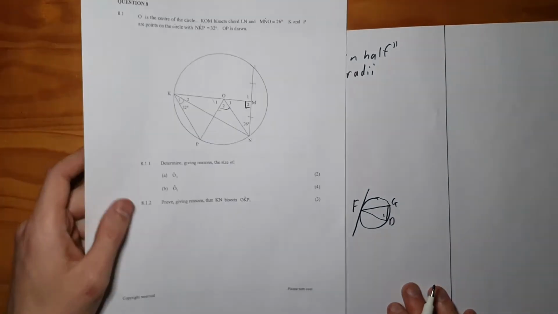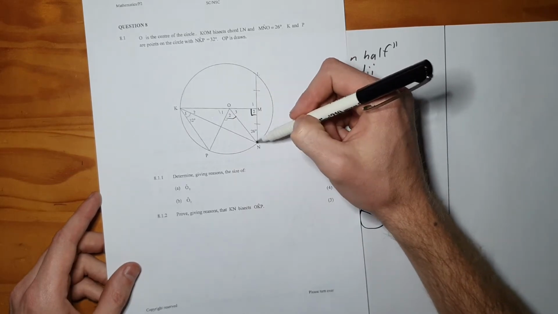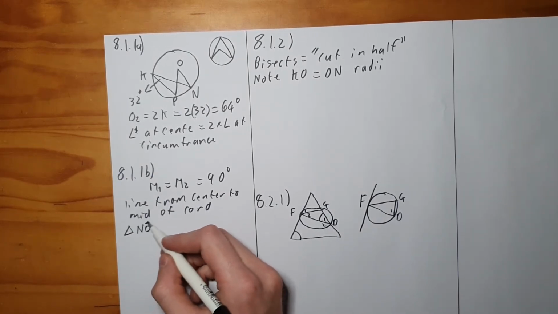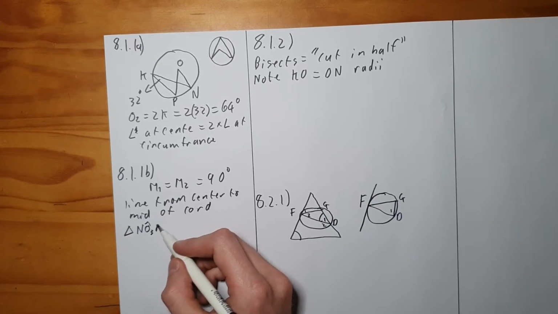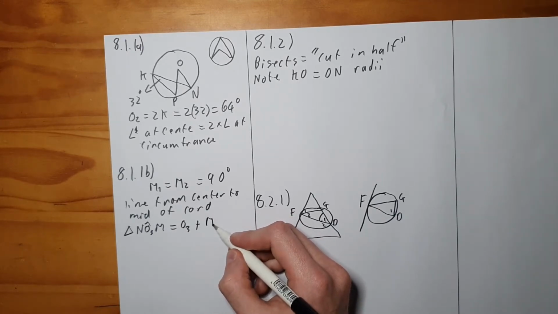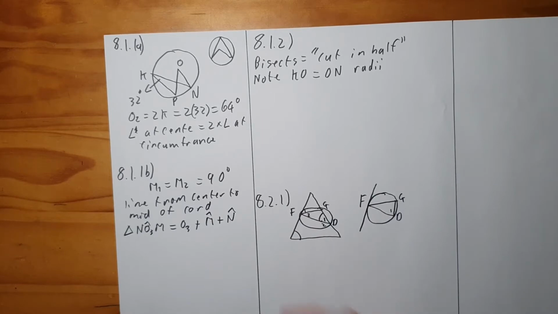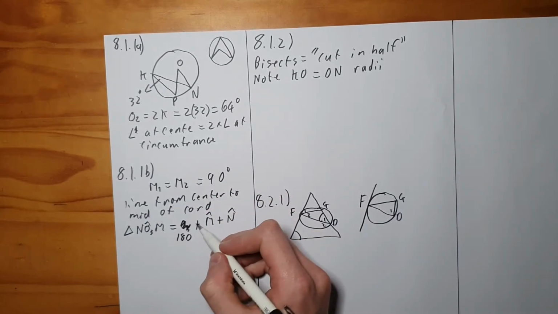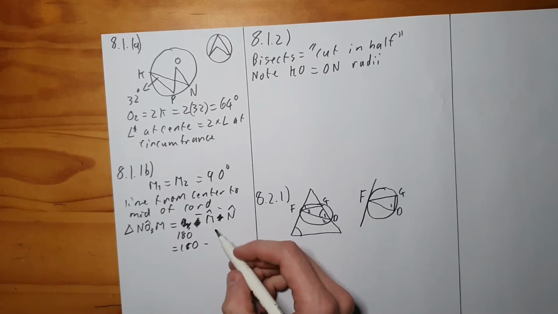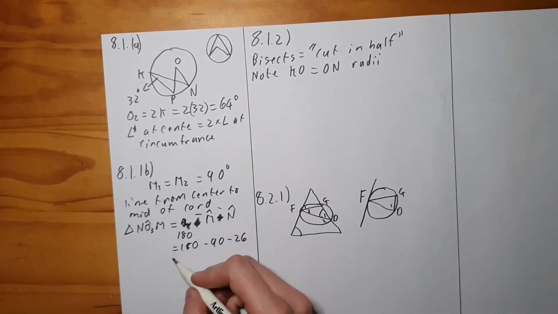So we're looking for O1 over here. Now that I have this as 90, I have that angle there as well. So we can consider the triangle NOM. So in triangle NOM, O3 equals 180 minus M minus N. Oh, I made a mistake there. That should be 180, and these should all be minus signs. There we go. So now we can plug everything in. That's 180 minus 90 minus 26, which should give you an angle of 64 degrees.